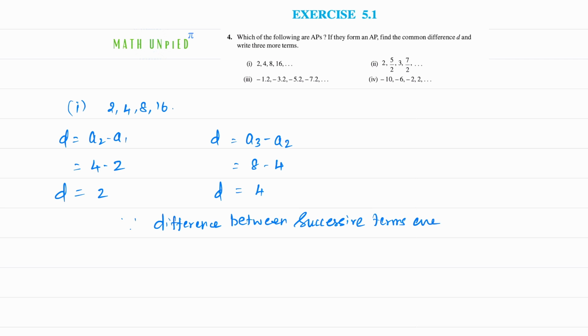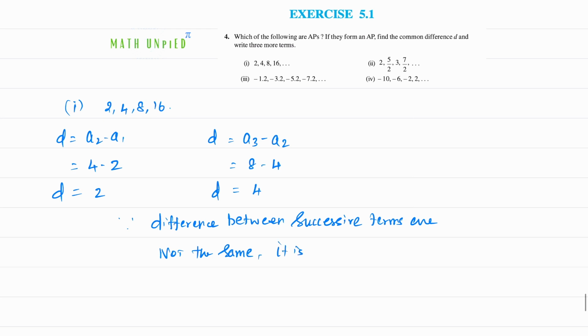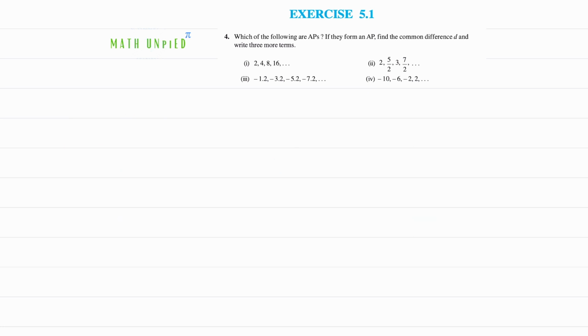are not the same, it is not an AP. So we cannot find the other terms. So this is the solution for the first subdivision. Now let's move on to the second one.